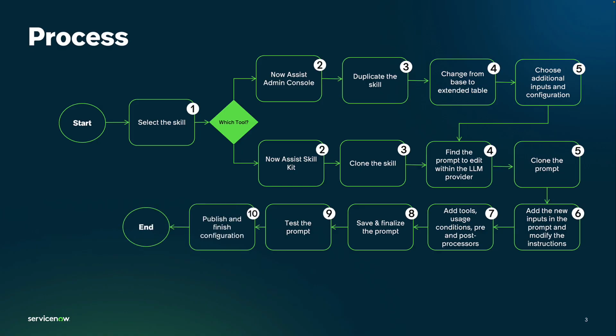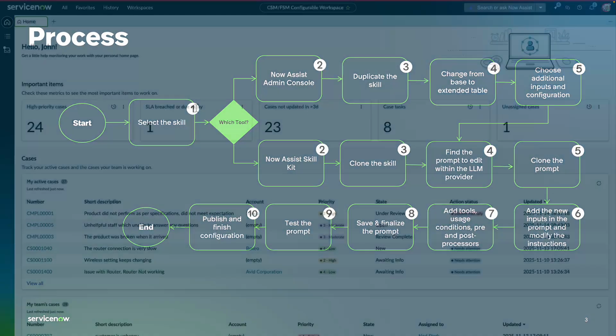With this, you should be able to publish and finish your configuration on the admin console if that's where you started, or all the way on Skill Kit, and then publish it and be able to leverage it within the out-of-the-box interfaces such as Workspace or UI 16, and then be able to enjoy the benefits of the design. Let's take a look at the demo.